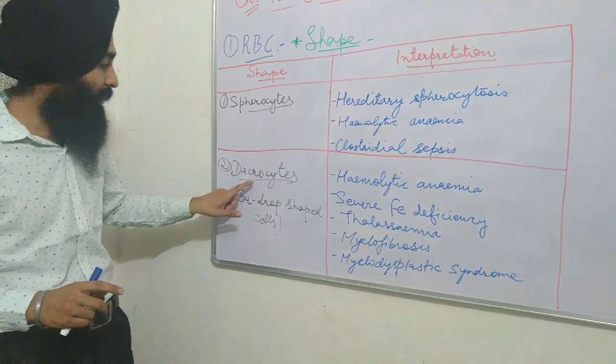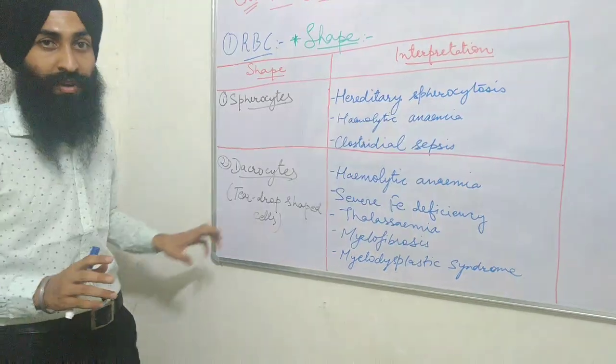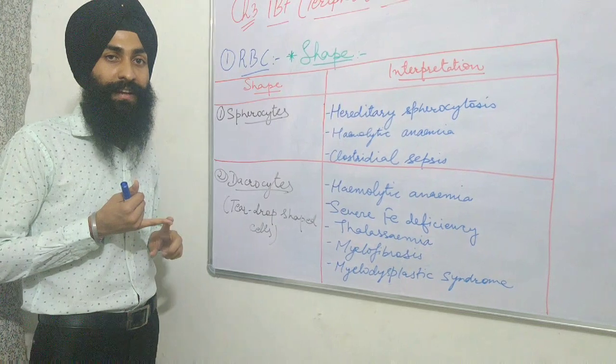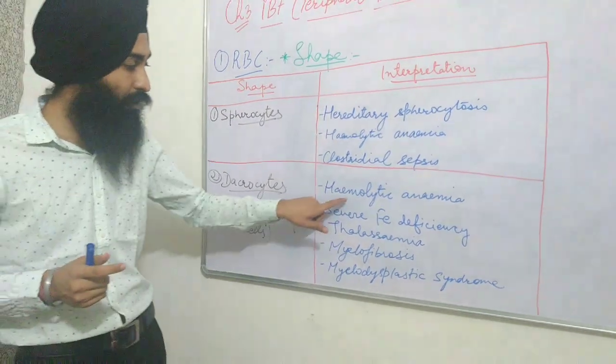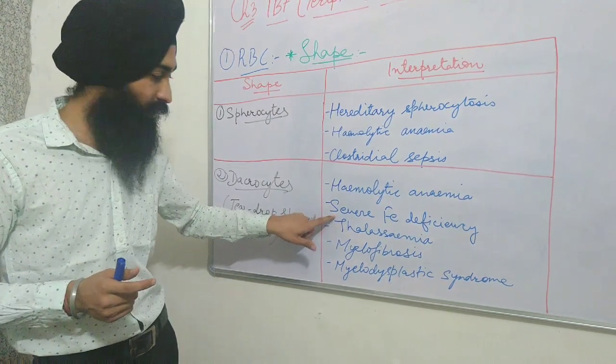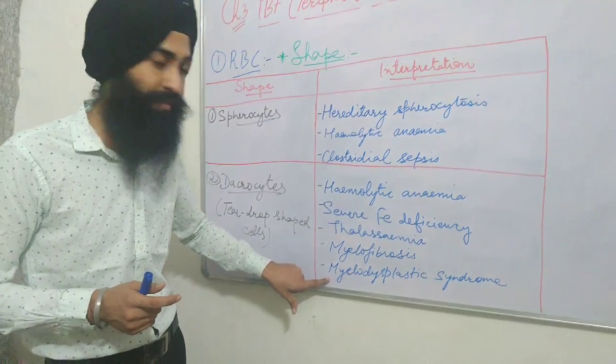Second one is dacrocytes. Dacrocytes are also called teardrop shaped cells. So in PBF, they can write in RBC either dacrocytes or tear shaped cells. These are found in hemolytic anemia, severe iron deficiency, thalassemia, myelofibrosis and myelodysplastic syndrome.